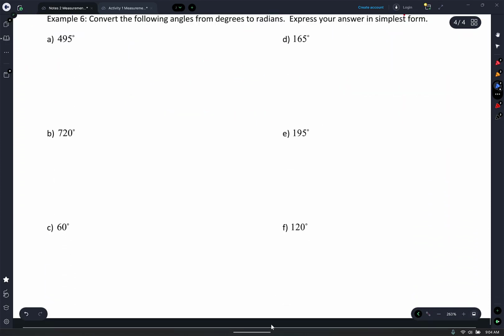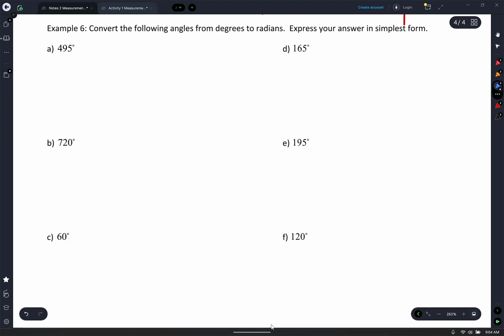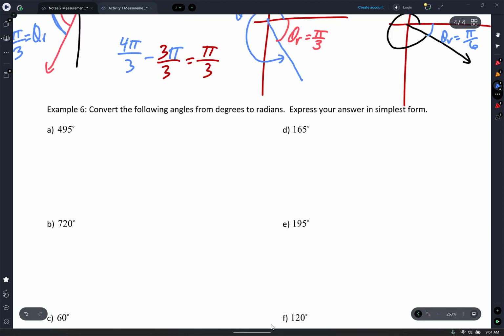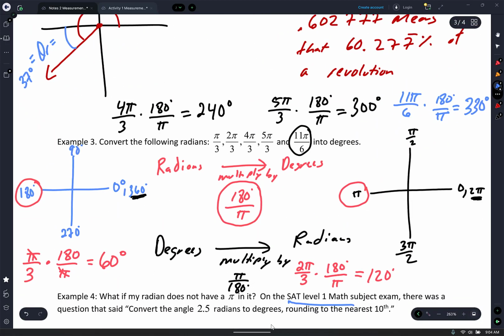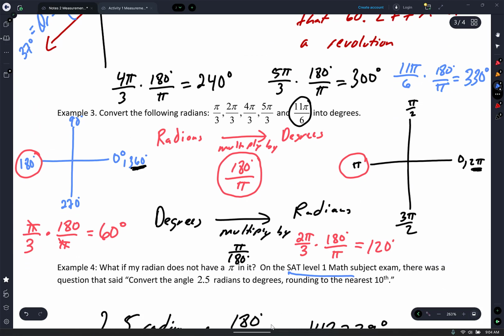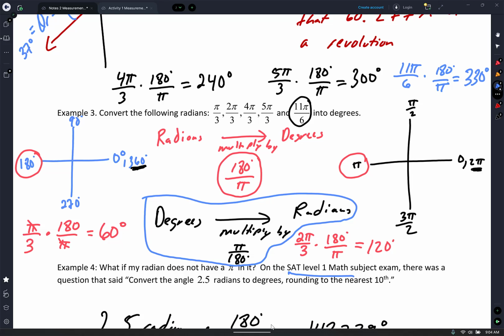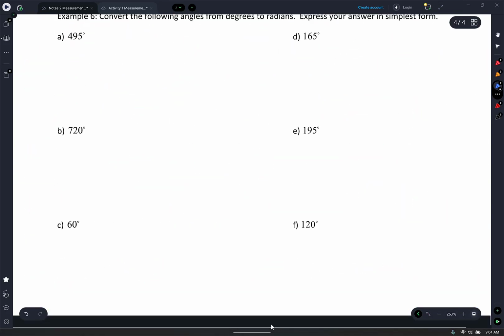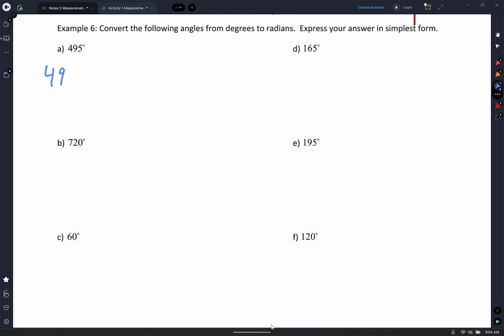All right, here we go. Last ones, and then we'll set you guys loose with the activity 1. We'll talk about it. All right, all we're doing is converting degrees to what? Radians. So we go to our notes, and it says here, I wrote it here in black, that if I want to go from degrees to radians, I multiply by what? Pi over 180. So I'm going to come over here, and I'm going to go 495 degrees. And I'm going to multiply that by pi over 180. Now, because I want the exact answer, I'm going to leave it in terms of pi.